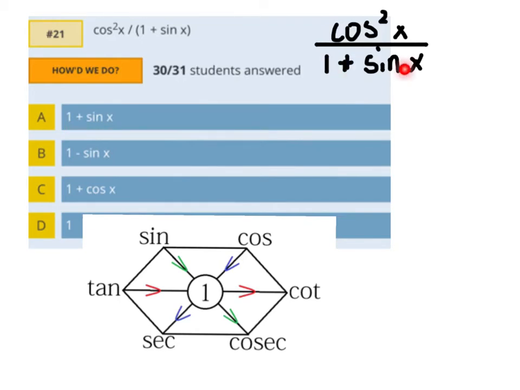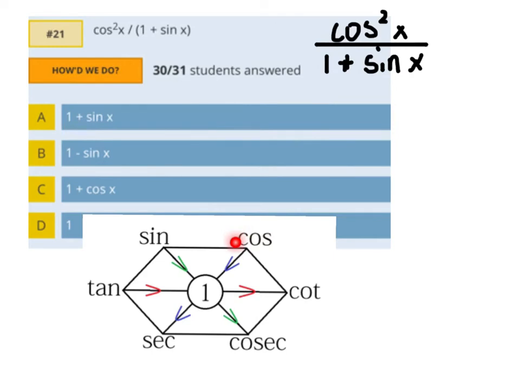1 plus sine is not Pythagorean because one thing is not squared. That's a big giveaway. So we got to do something with the top, because you can't add the bottom unless there's Pythagorean. So what can we do with the top to make it sort of look like the bottom? Cosine squared.